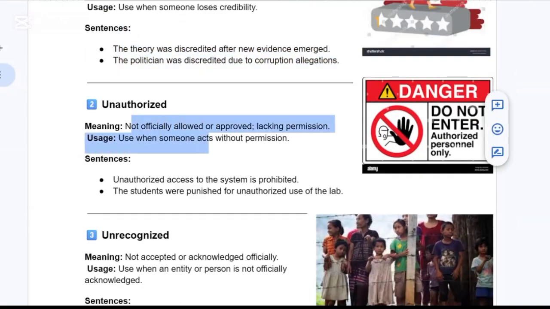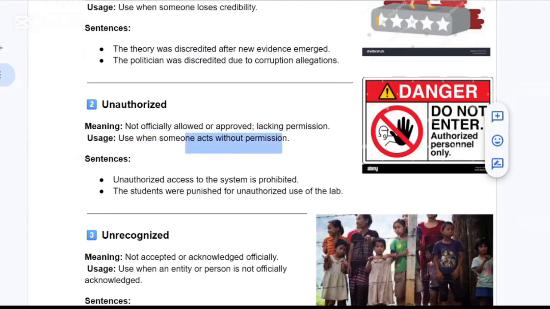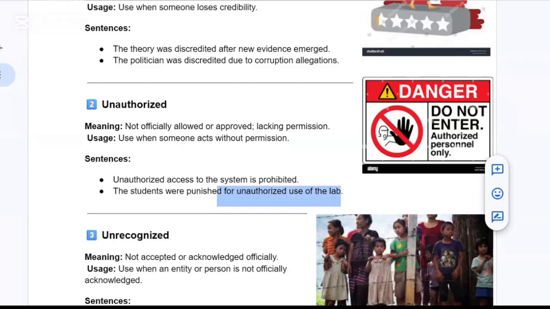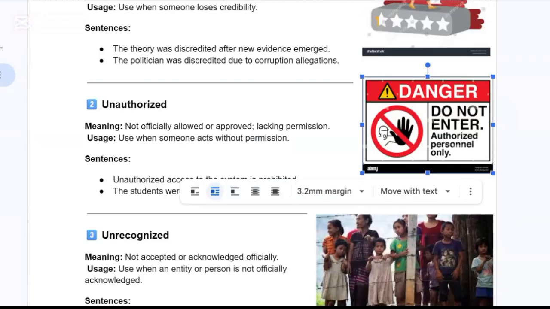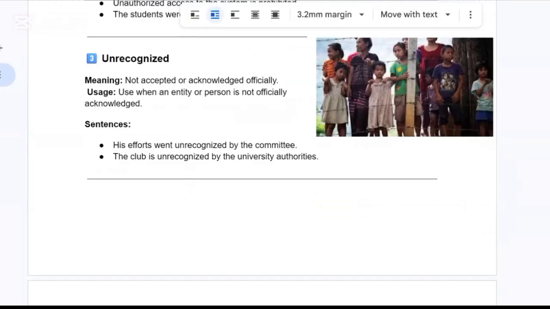Unauthorized: not officially allowed or approved, lacking permission. It is used when someone acts without permission. Unauthorized access to the system is prohibited, and the students were punished for unauthorized use of the lab. Unauthorized, where you cannot enter.